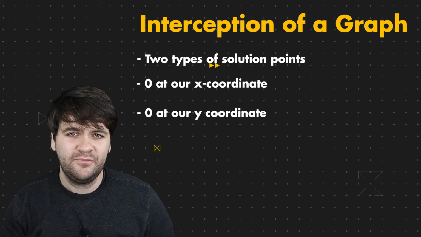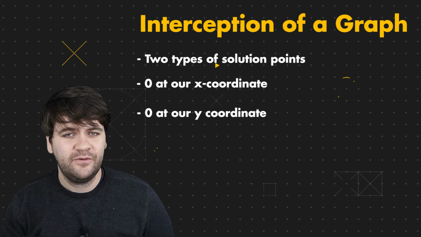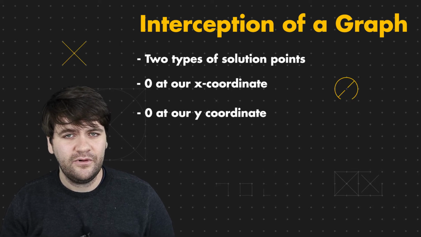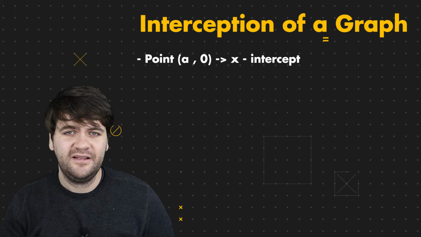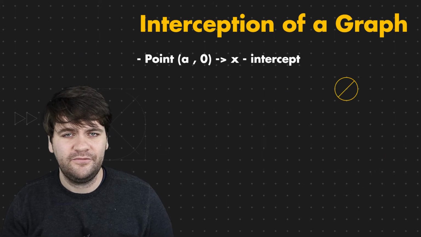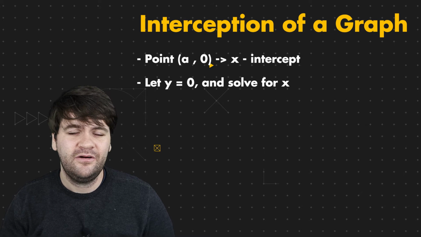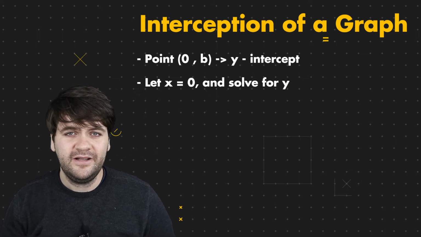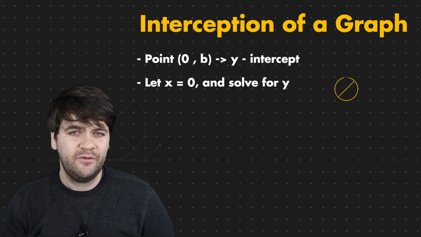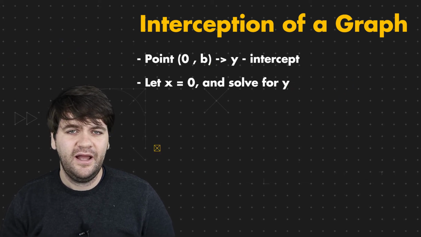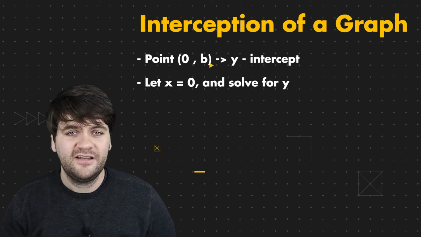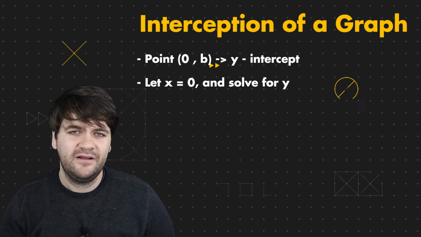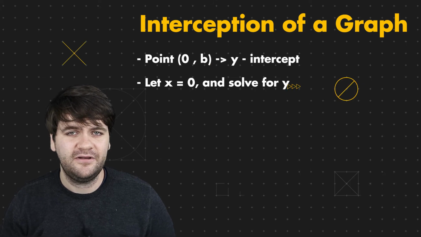These are the intersection points, and this is where our graph will intersect our x-axis or our y-axis. The point (a, 0) is an x-intercept of our graph of an equation. To find the x-intercept of a graph, we will let y be equal to 0 and then solve for x. The point (0, b) will be the y-intercept of a graph of an equation. To find the y-intercept of a graph, we will let x be equal to 0 and then solve for y. Something to note, it is possible to have no intercepts or we can have several intercepts.